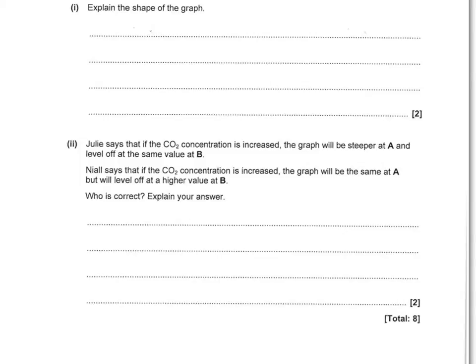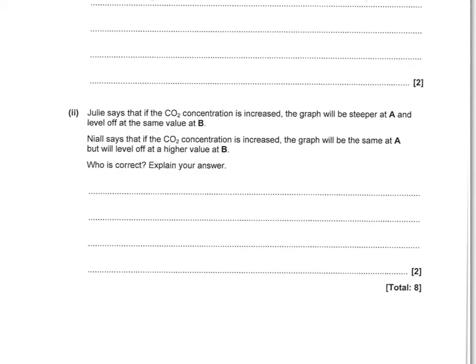Julie says that if the carbon dioxide concentration increased, the graph will be steeper at A and level off at the same value at B. Niall says that if the carbon dioxide concentration increased, the graph will be the same at A but will level off at a higher value at B. Who is correct? And explain your answer.